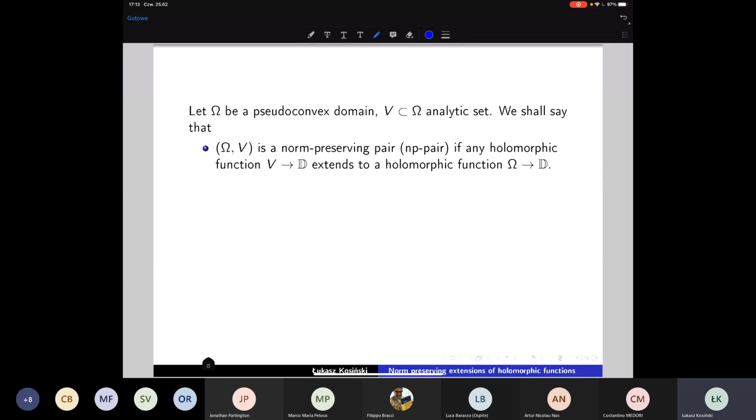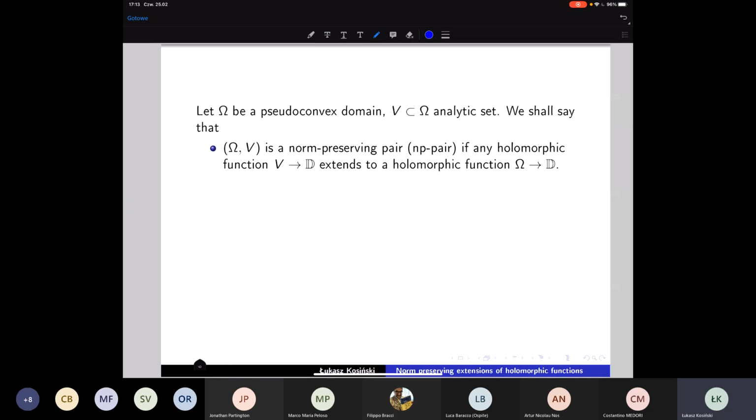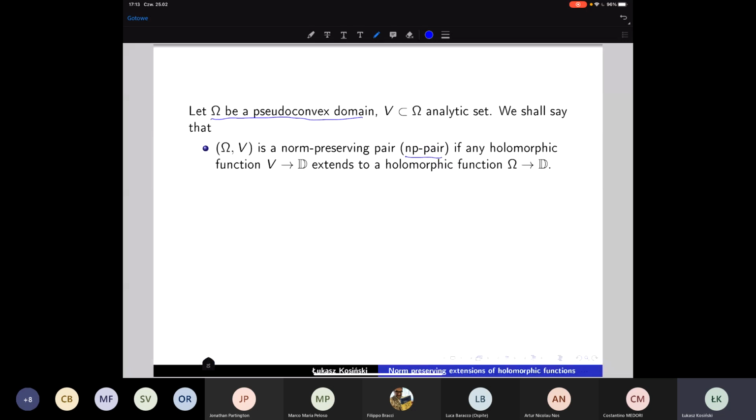So let me precisely state all necessary definitions. Omega is a pseudoconvex domain, V is an analytic set, and we shall say that omega, V is an NP pair if any function on V with values in D extends to a holomorphic function on omega with values in D. So this is the same as here, yes? You can also scale this.